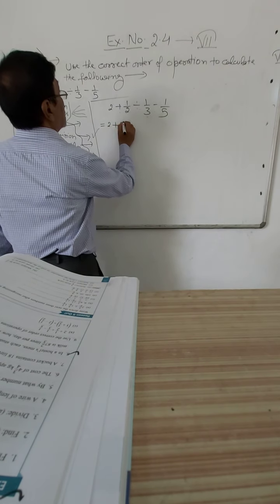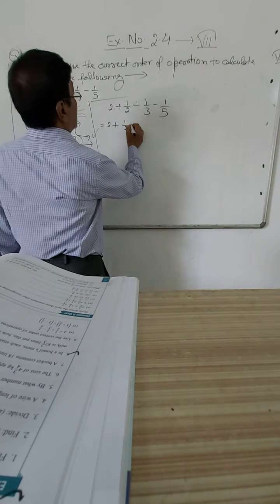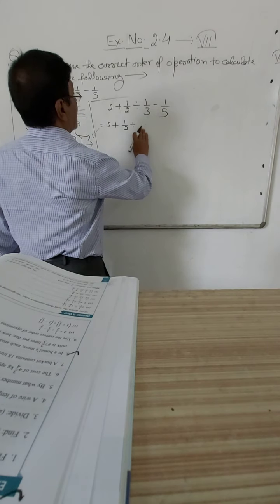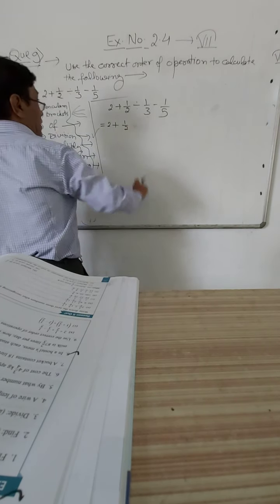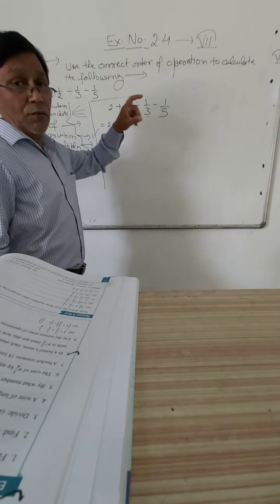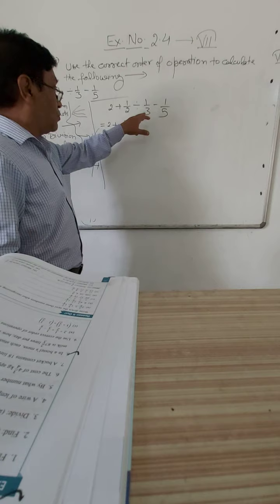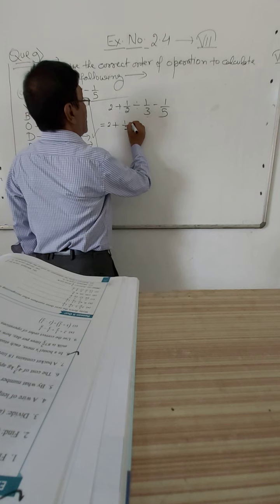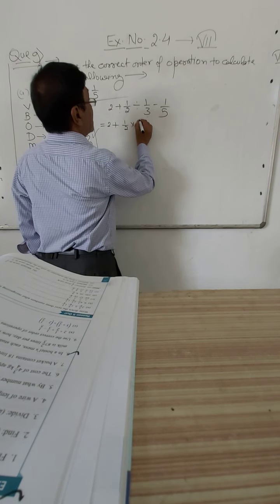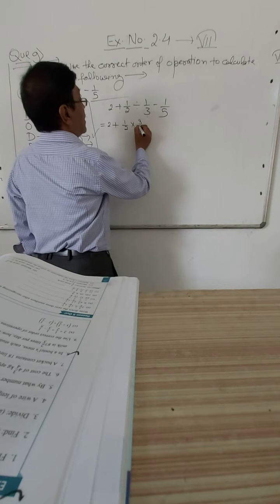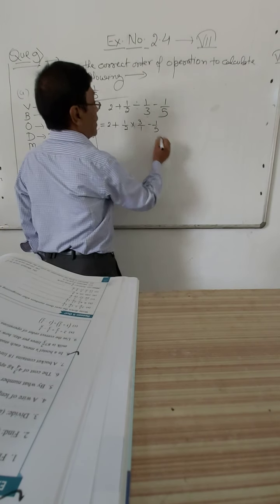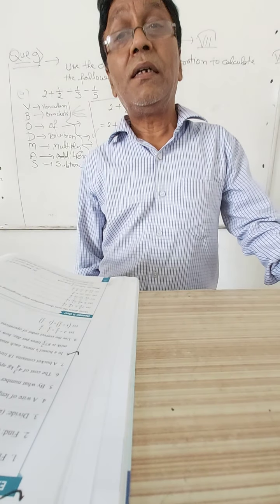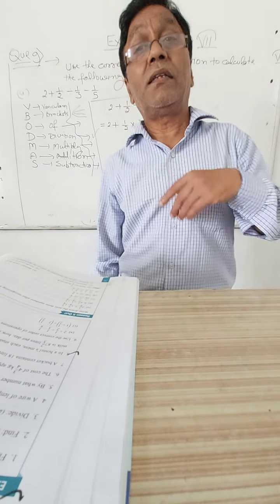So this way, first start solving 2 plus half divided by 1 by 3 minus 1 by 5. So division, how do we solve it? As you know, 1 by 2 is divided by 1 by 3. For solving the division, we convert it into multiplication, that is, we take the reciprocal of the divisor.